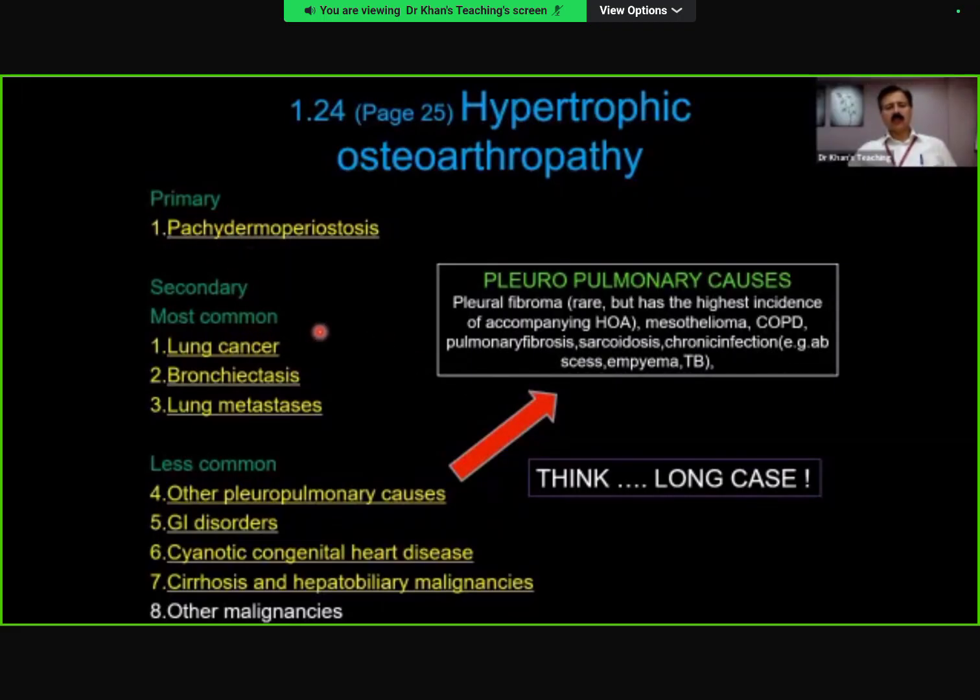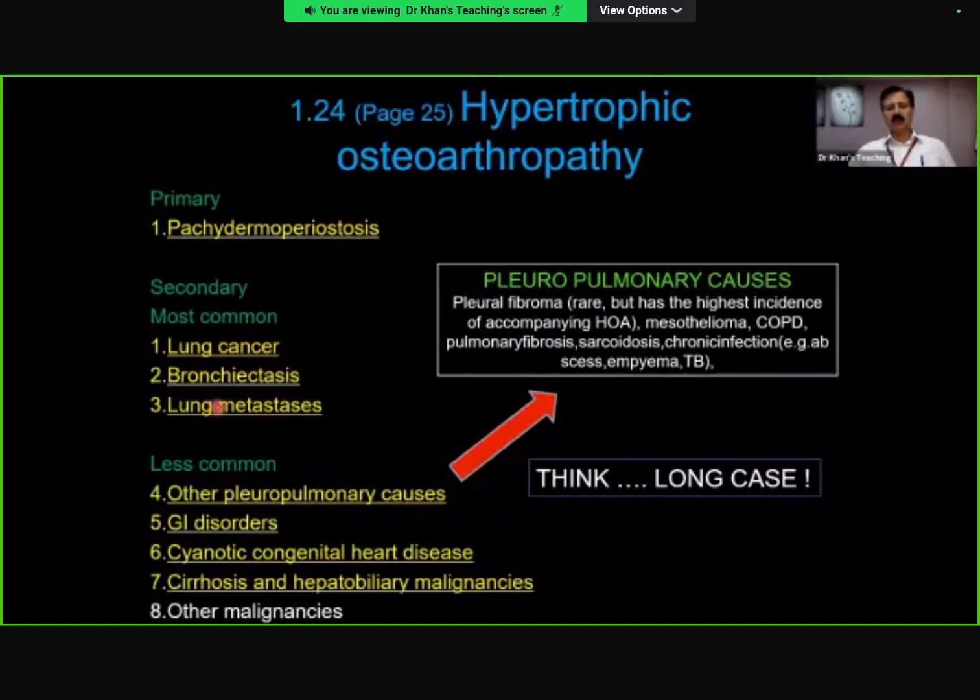And please remember that initially we used to call it hypertrophic pulmonary osteoarthropathy when we joined radiology. Later on we were told not to use that term because it's not just the pulmonary conditions which cause it. In your book, it is divided into primary and secondary. Primary is pachydermoperiostosis, and this is familial. Secondary, most common: lung cancer, bronchiectasis, lung metastasis.